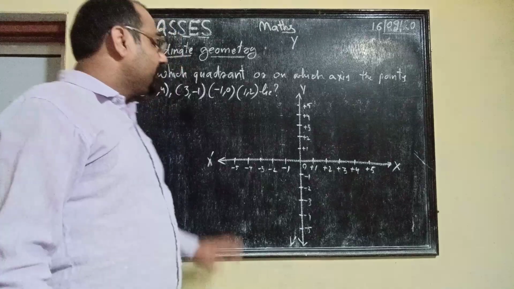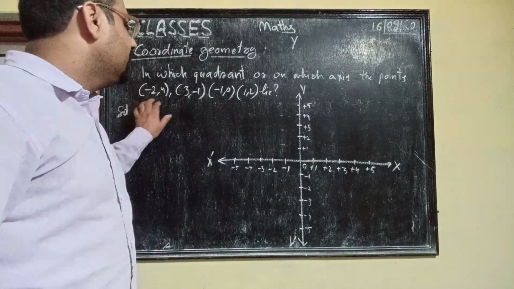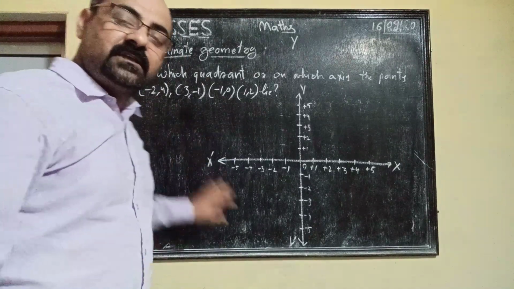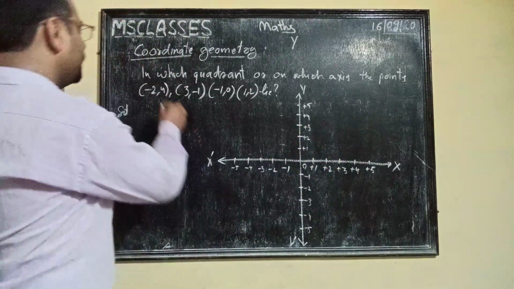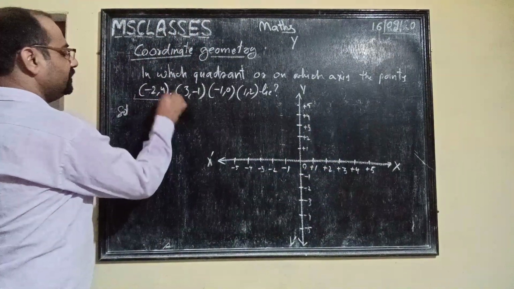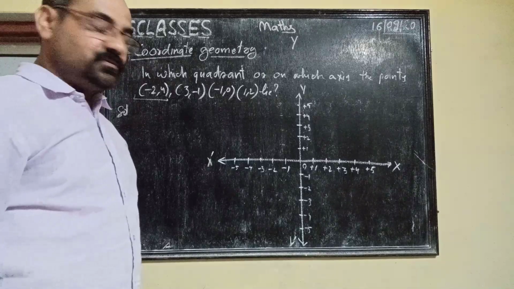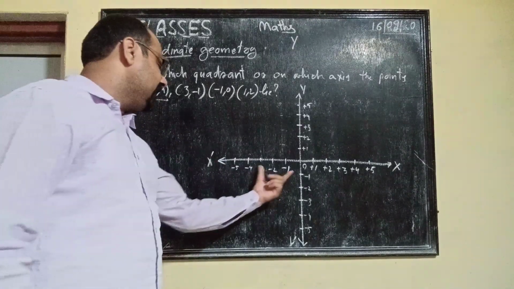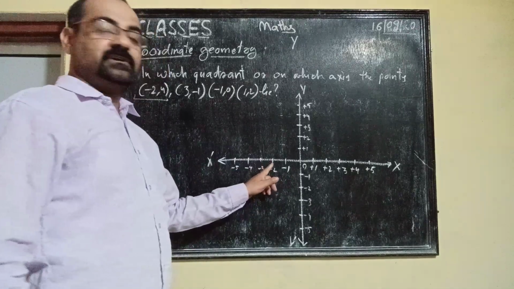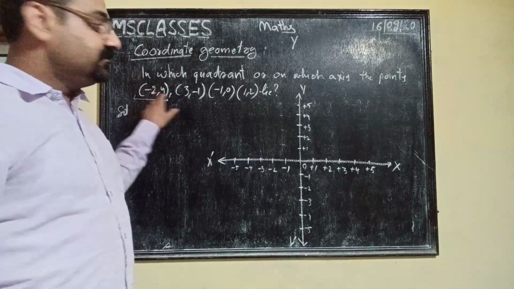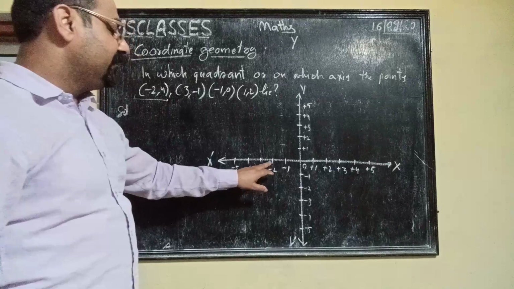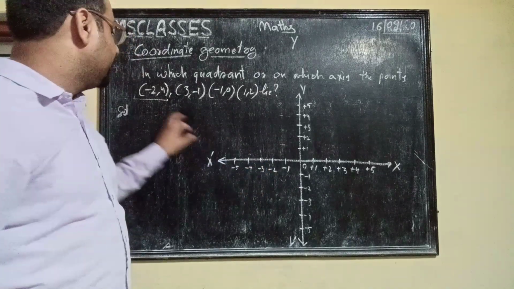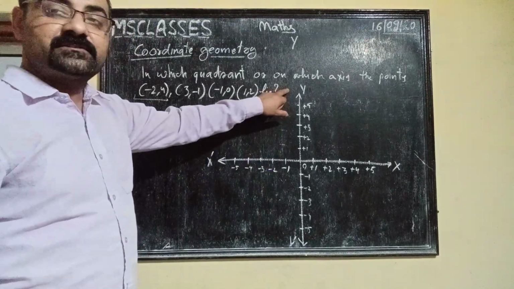Now guys, what we have to do is locate all these points on the Cartesian plane. So your first point is minus 2 comma 4. You know the value of x is minus 2. So this is the x side and this is minus 2. And the value of y is positive. So we have to draw a perpendicular at minus 2 toward positive y.